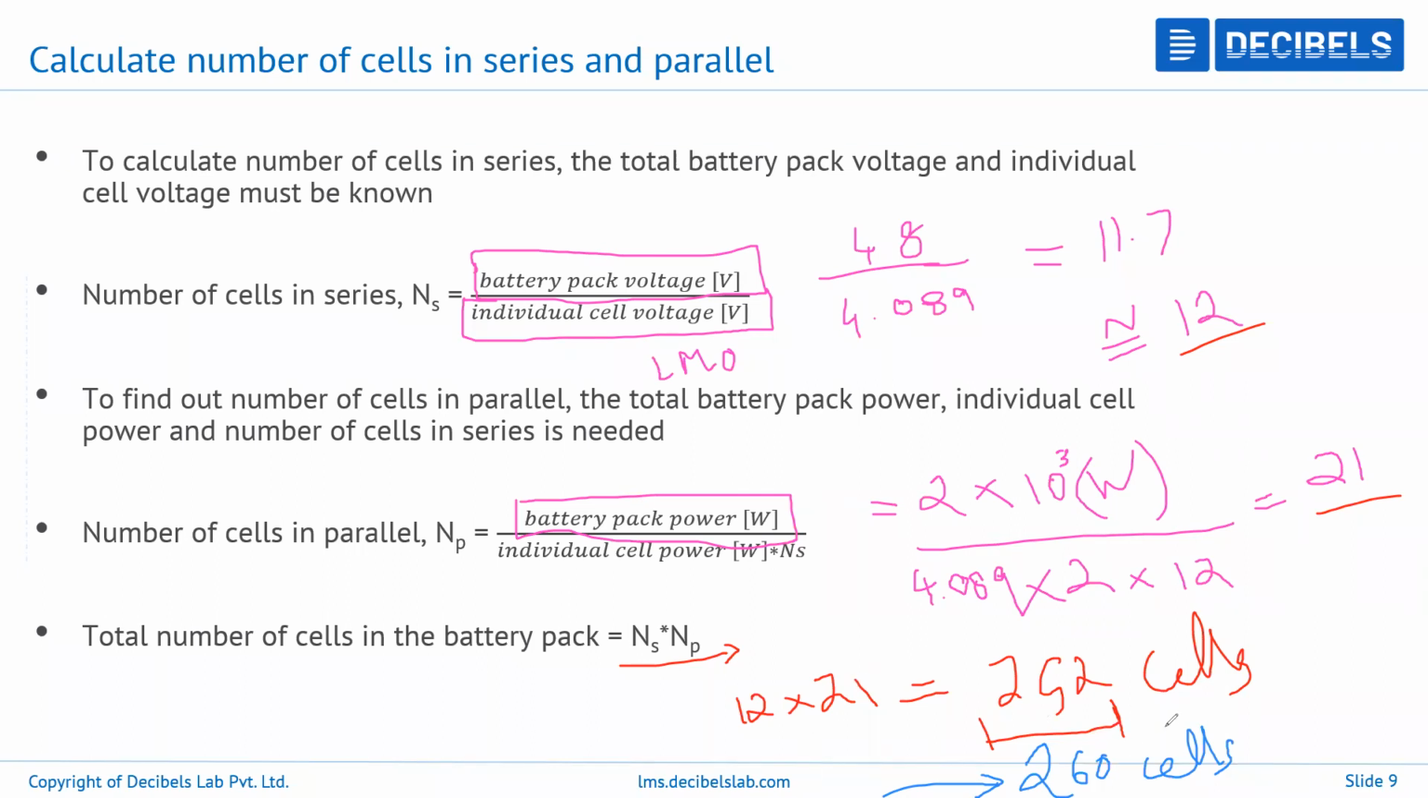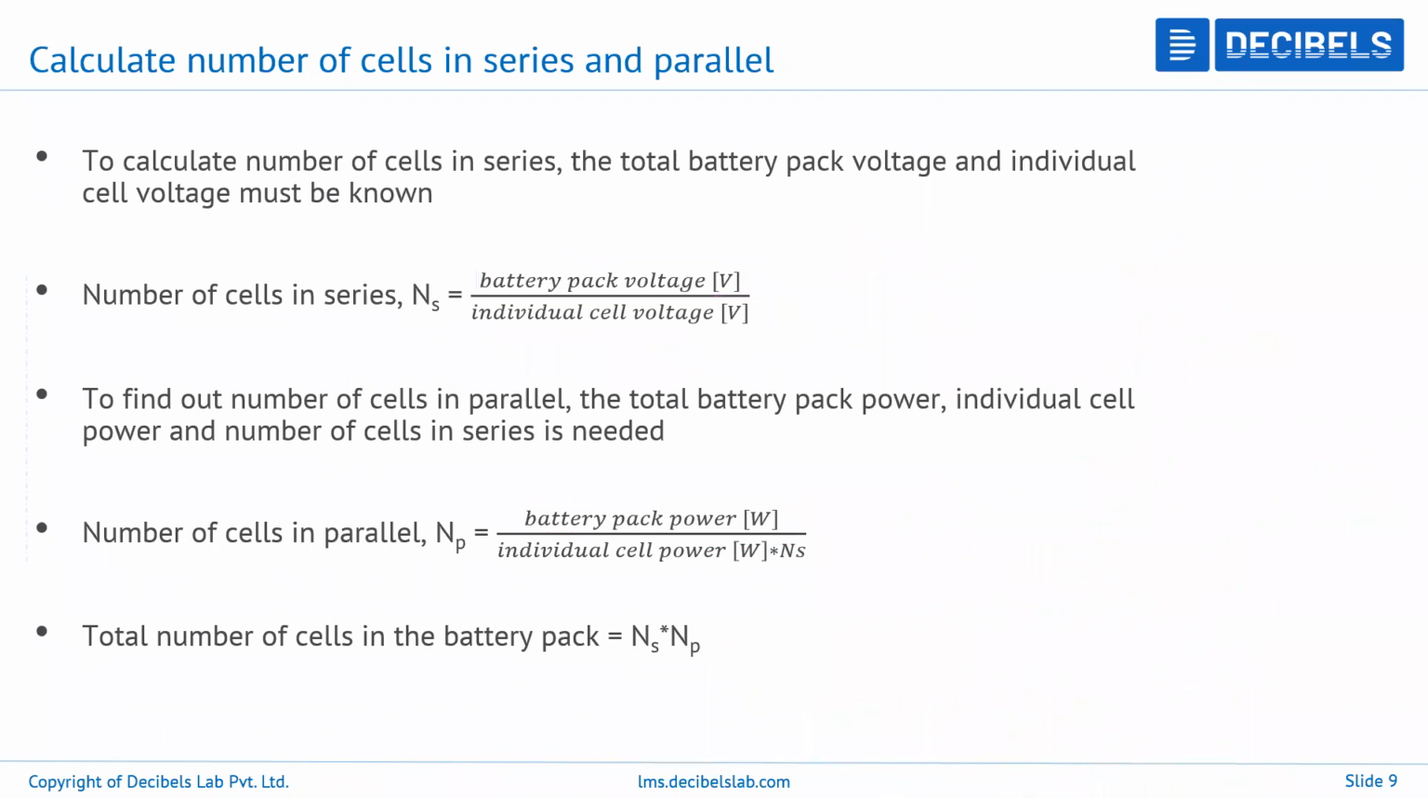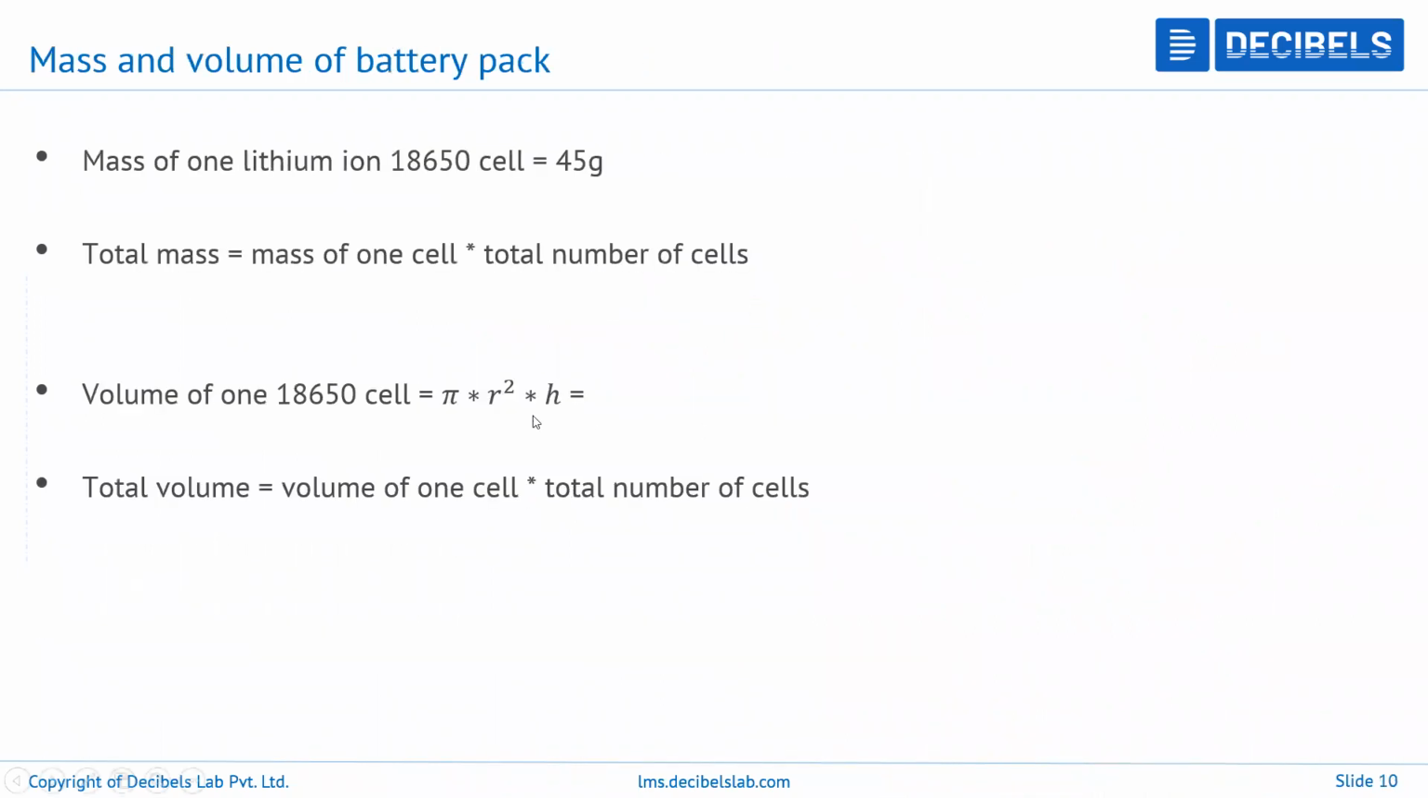With this number, we will also perform some basic mass and volume calculations. Let's take the mass of one lithium ion cell. As per the manufacturer data sheets, usually it will be mentioned that a simple 18650 lithium ion cell would weigh around 45 grams. 18650 is one of the formats, which basically means 18 is the diameter of the cell, and 65 is the height of the cell.